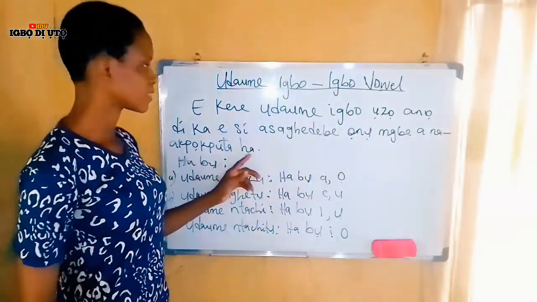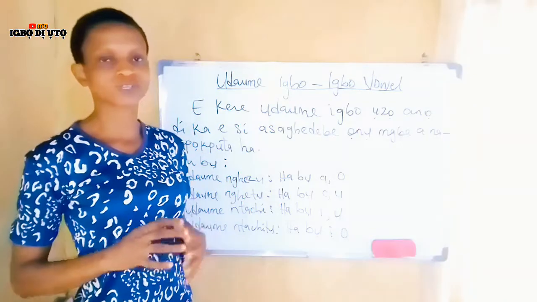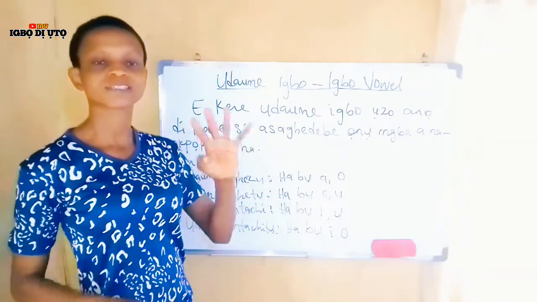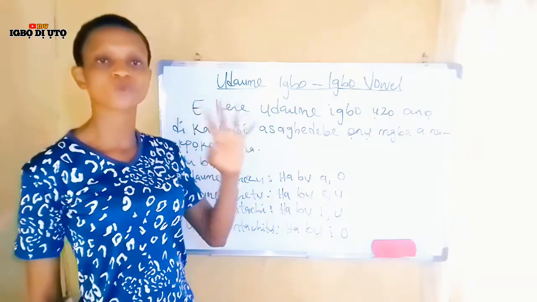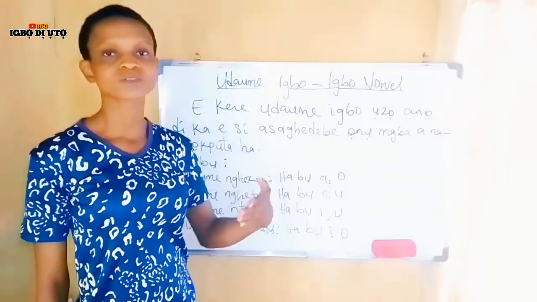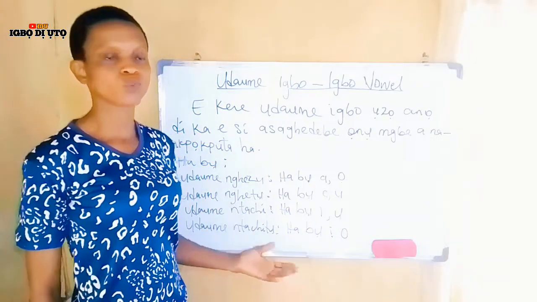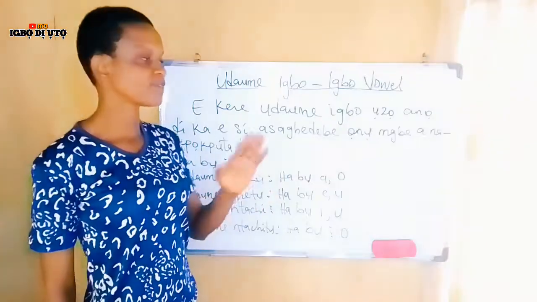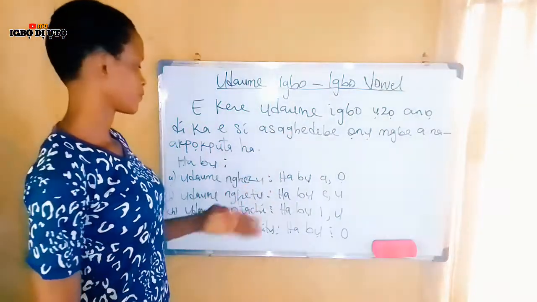This Igbo vowel we are talking about is divided into 4, that is ụzọ anọ, according to the way our mouth is opened when it is pronounced. So these Igbo vowels are divided into 4.